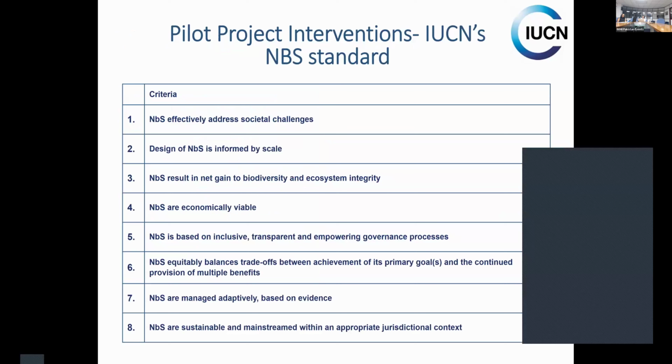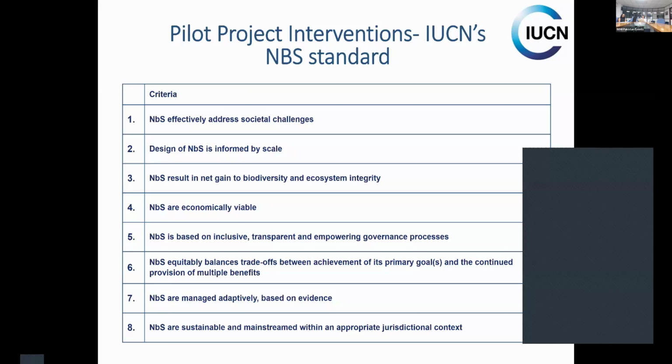Here are the IUCN standard with 8 criteria that we considered in our project design. You can extract from these criteria most of the indications on how to design any interventions according to nature-based solution, and here I can summarize it by some points. The core of nature-based solution is societal challenges, so it addresses challenges such as food security, water security, and climate change.